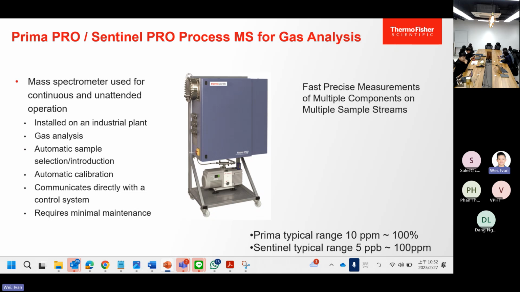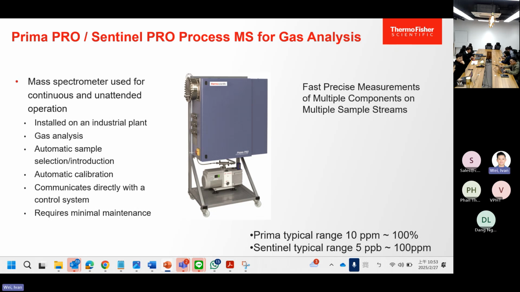Okay, so today's topic, I'm going to cover our Prima Pro and Sentinel Pro. It's called Process Mass Spectrometers for Gas Analysis. For our solutions, we tend to build for continuous monitoring applications. That means we are using less maintenance, automation, calibrations. Those analyzers can be extremely rugged, reliable, and breakdown events are really, really rare.